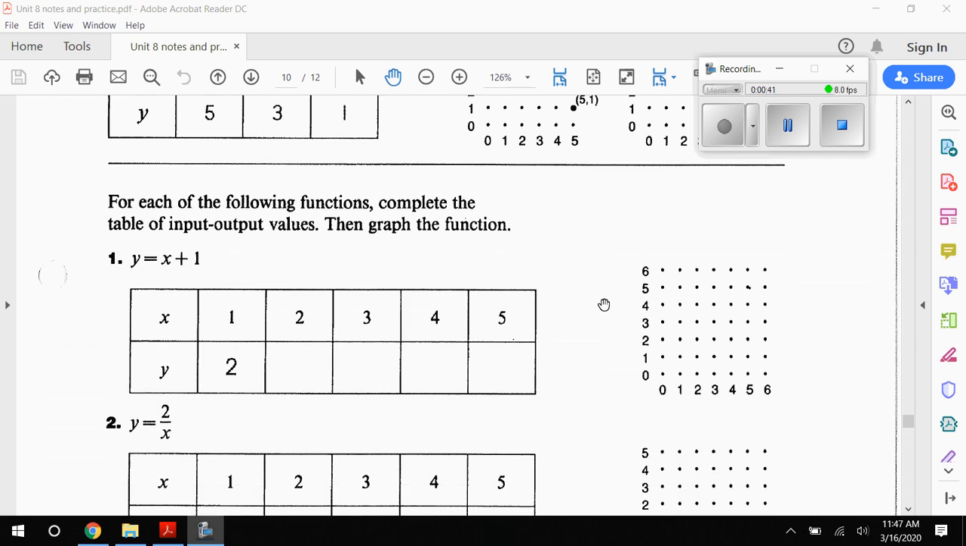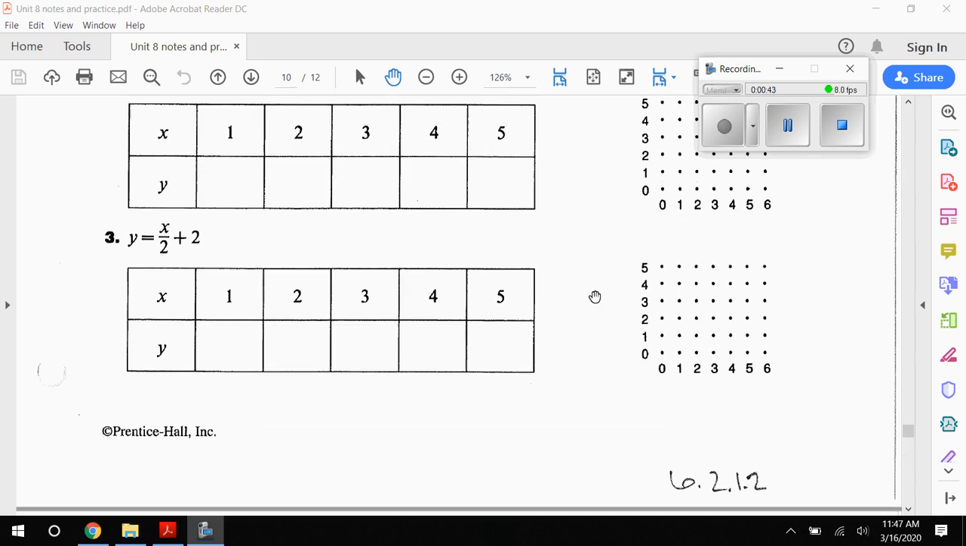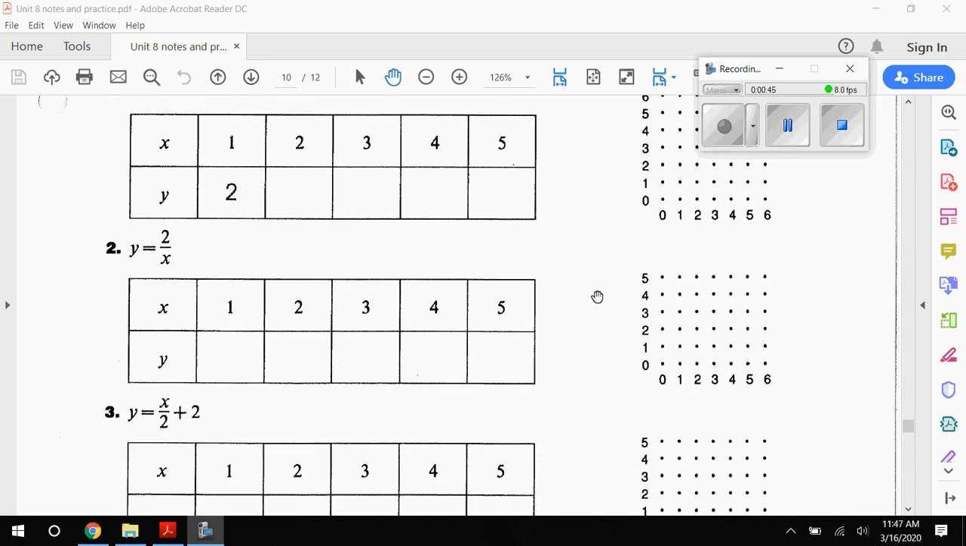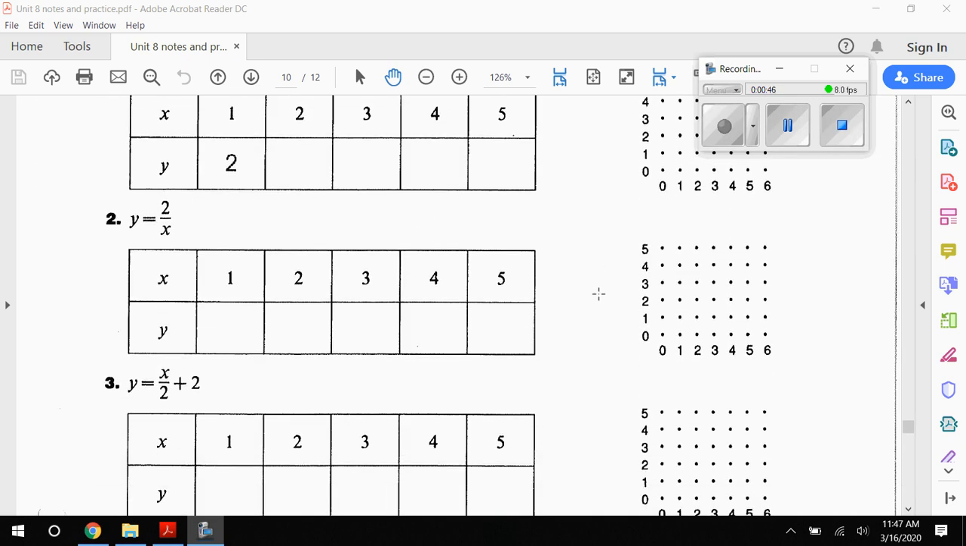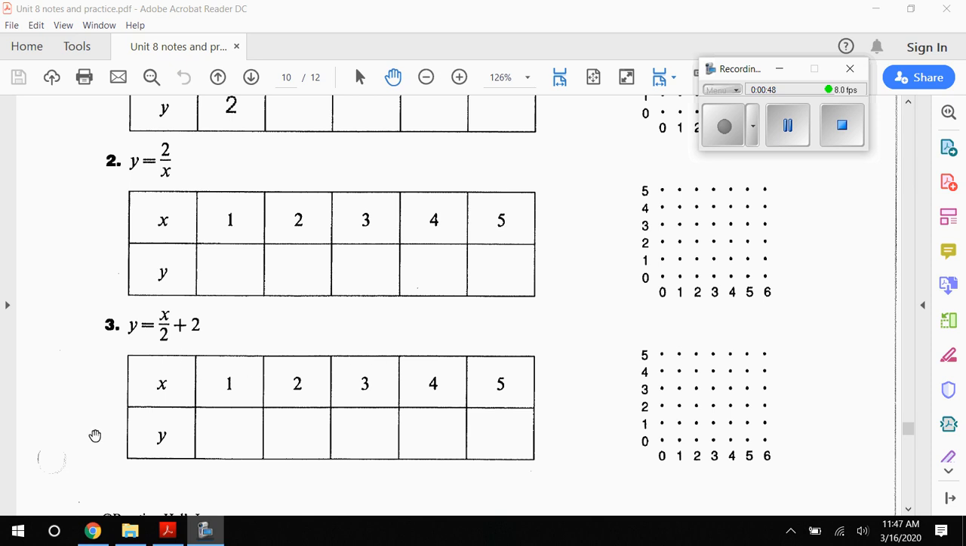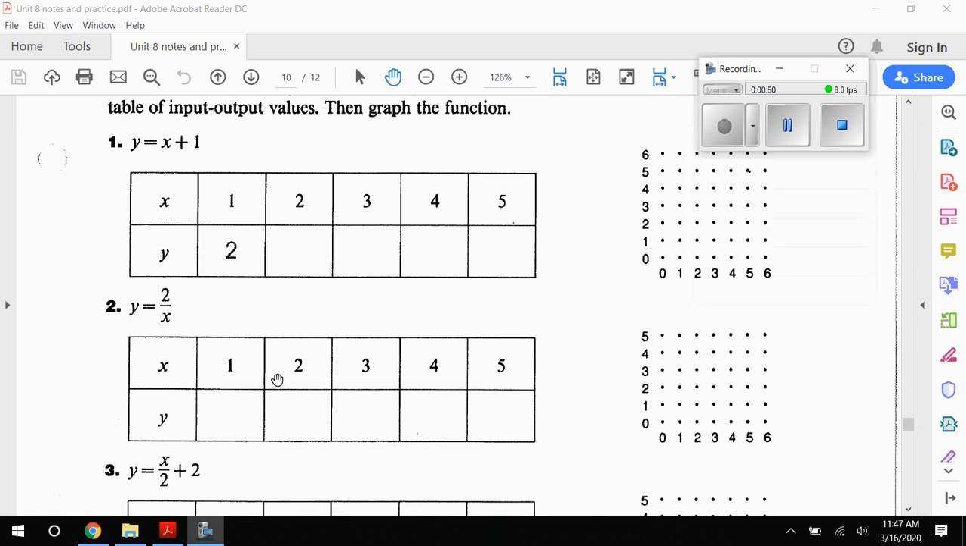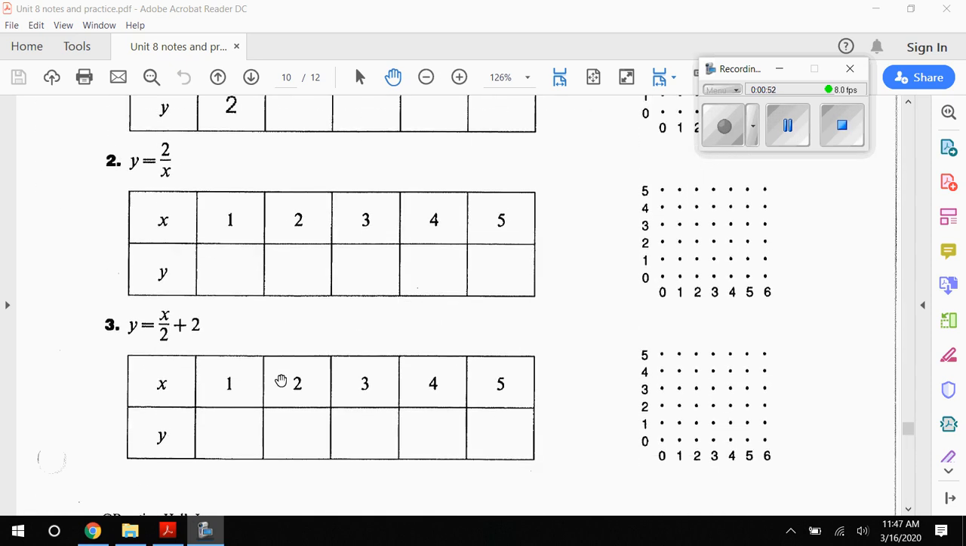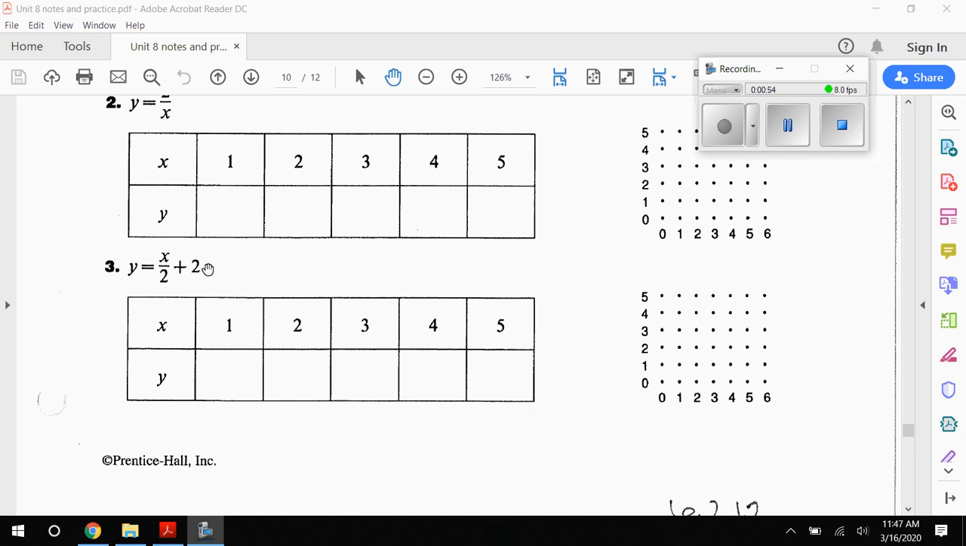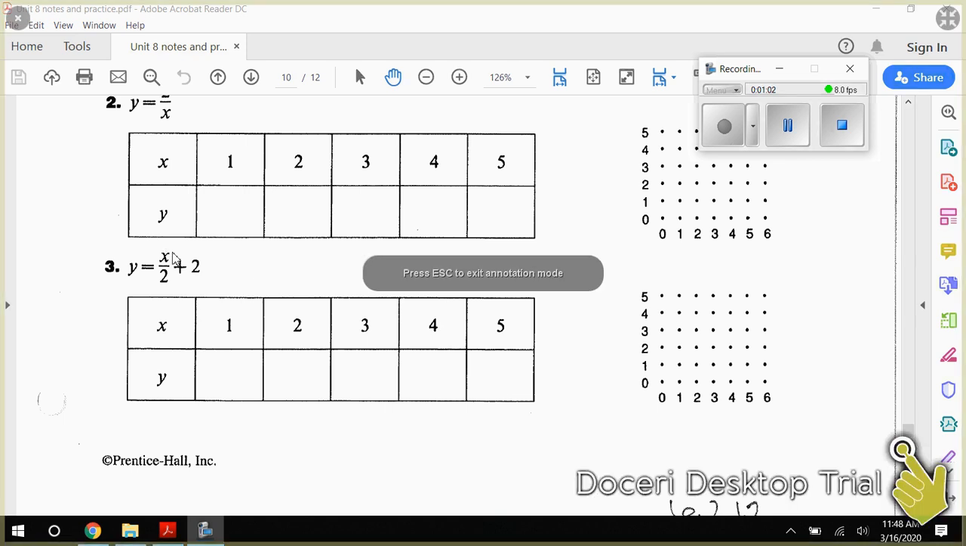So let's go ahead and move down here, and all these are pretty similar. I'm going to go ahead and do number 3 because it looks like it might be the most challenging one. So it gives us the function y equals x divided by 2 plus 2. So whatever these values are, we're just going to plug in for x. So let's go ahead and try this.